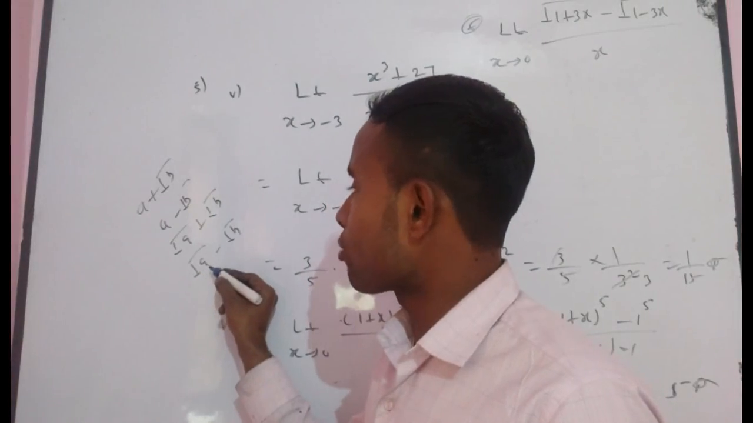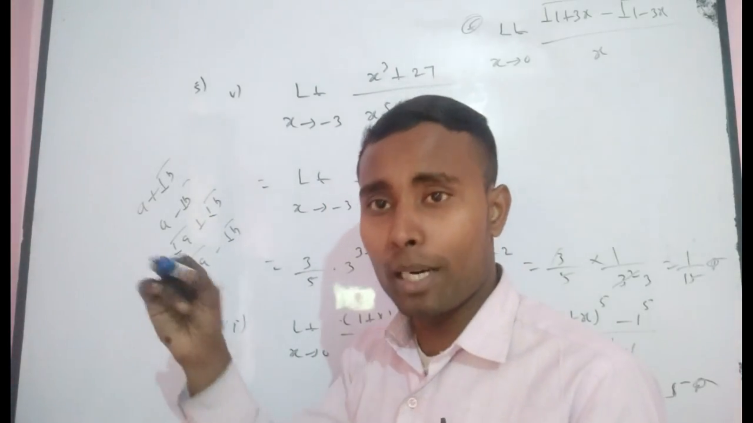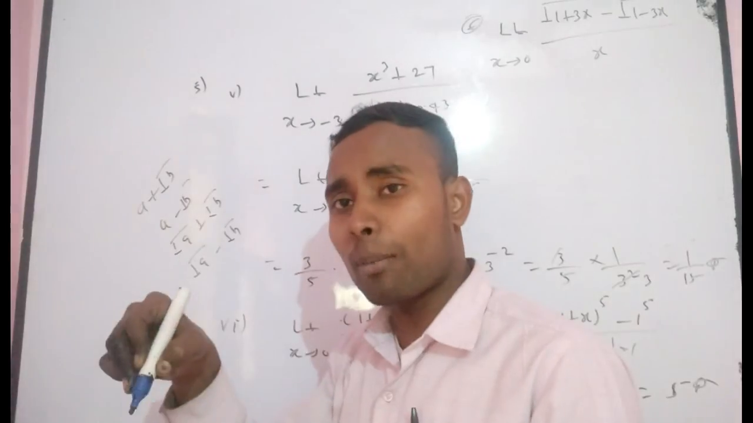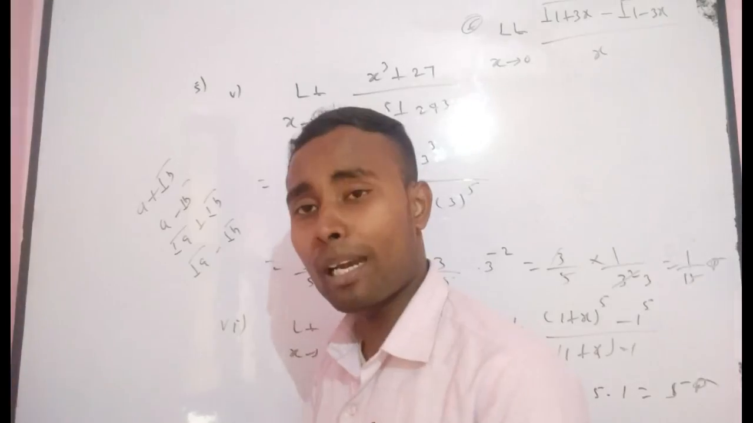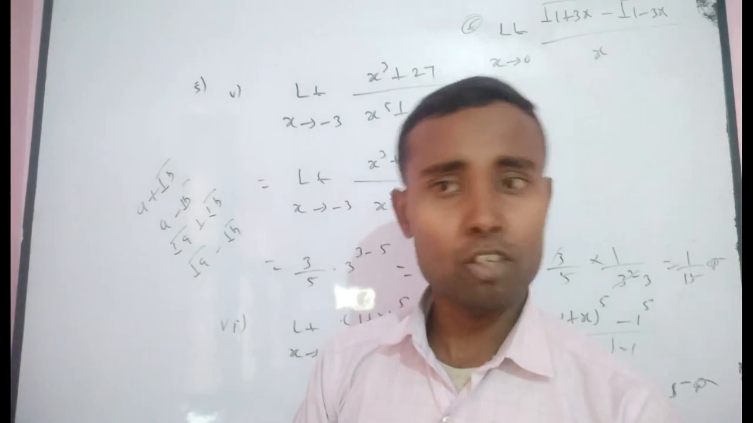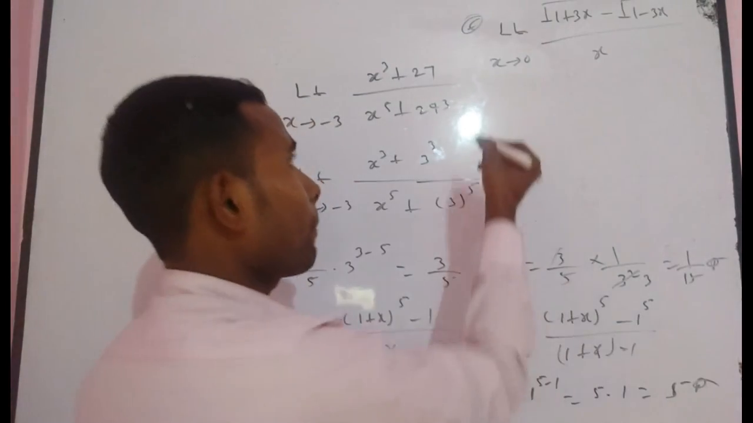If there is a term like root a minus root b, then you have to multiply numerator and denominator by root a plus root b. That means simply a sign change, and you multiply numerator and denominator. After it you have to proceed. So can you multiply here?